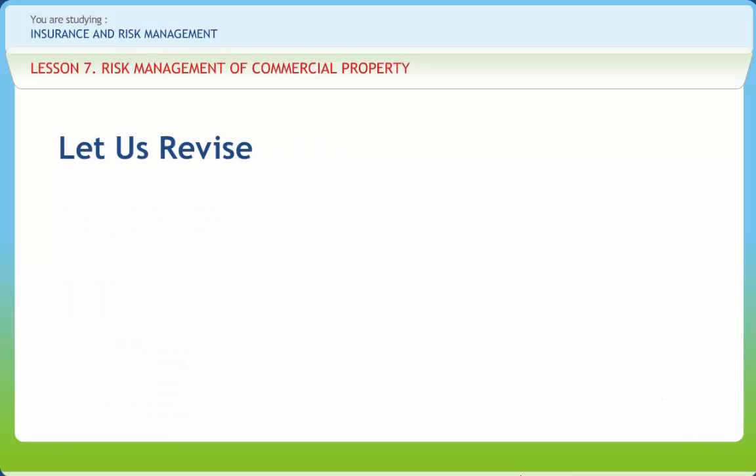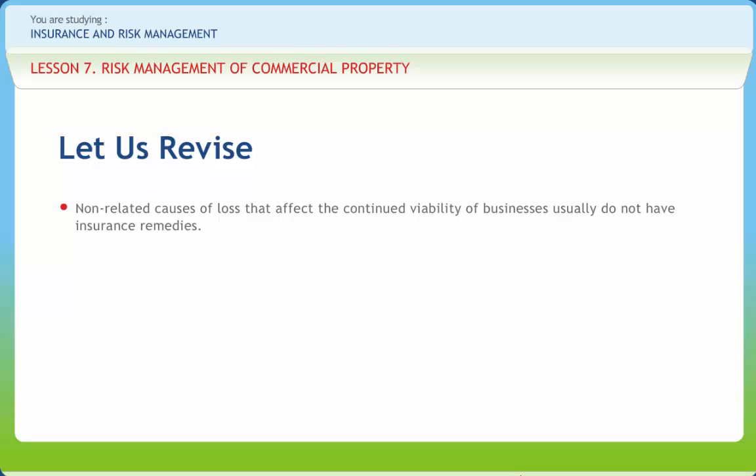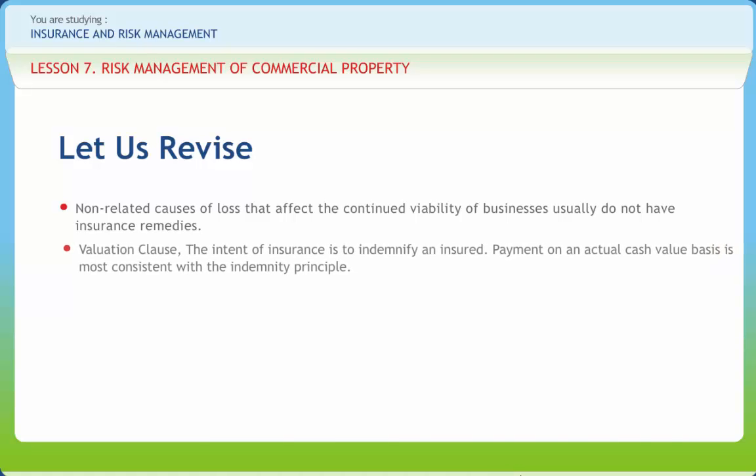Before we end, let us briefly revise what we have studied so far. When there is a direct physical loss, insurance coverage for business interruption is more likely to exist than when the interruption is not from direct physical loss. Non-related causes of loss that affect the continued viability of businesses usually do not have insurance remedies. Valuation clause. The intent of insurance is to indemnify an insured. Payment on an actual cash value basis is most consistent with the indemnity principle.